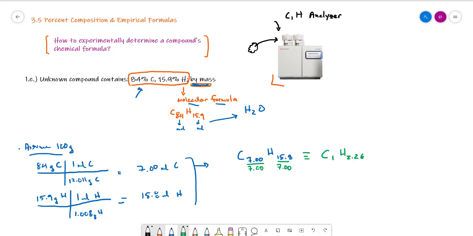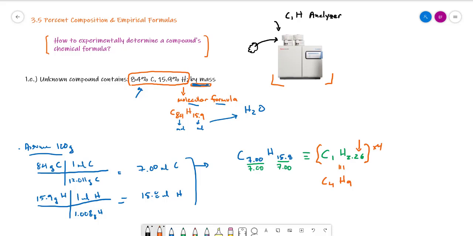And so the last step here is to figure out the smallest whole number multiple that makes these full digits. You can see that this 0.26 is pretty darn close to 0.25, or a quarter. So we can multiply this whole thing by a factor of 4, and what we get from this is C4H9. And this number, I'm sure you're thinking to yourself, well, that's not exactly 2.25.